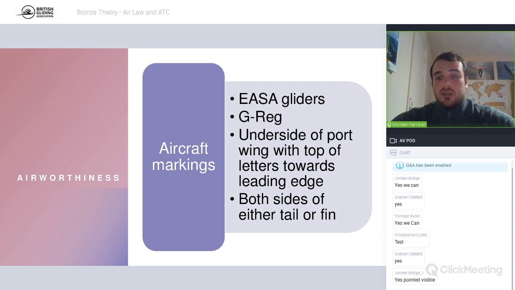But essentially, the things you need to know is that you display aircraft markings on either the fin or the tail on both sides, and they should also be displayed under the port wing with the letters pointing towards the leading edge. Don't need that if it's a non-EASA glider, only if it's an EASA glider. You also get BGA markings. The BGA number, which is BGA followed by 4 numbers, should be displayed on the glider. The glider doesn't need to have a 3-letter comp number, but obviously if you want to fly a competition, then it should.